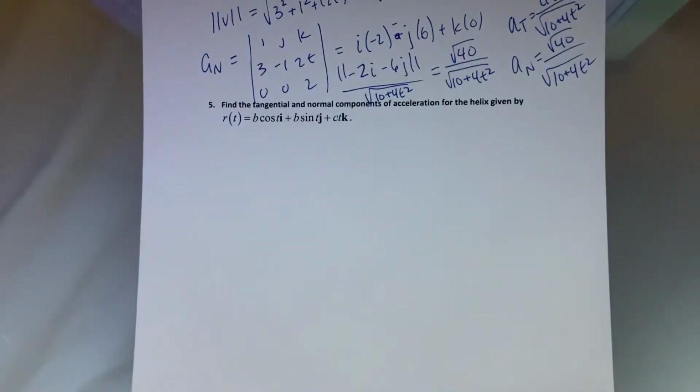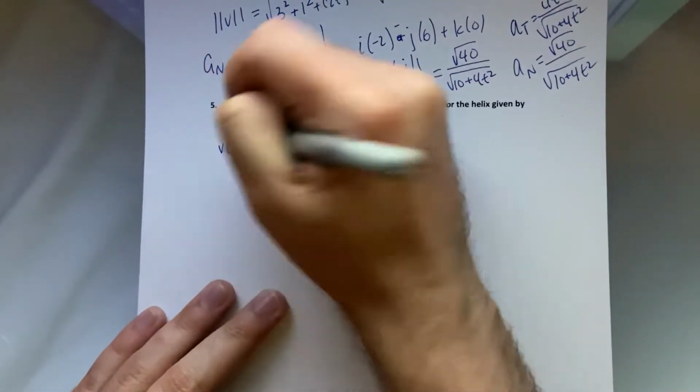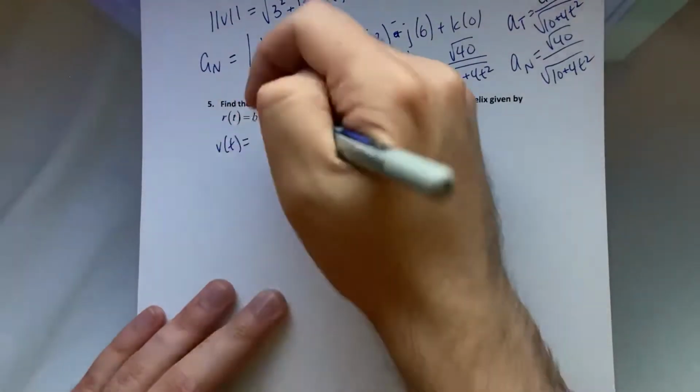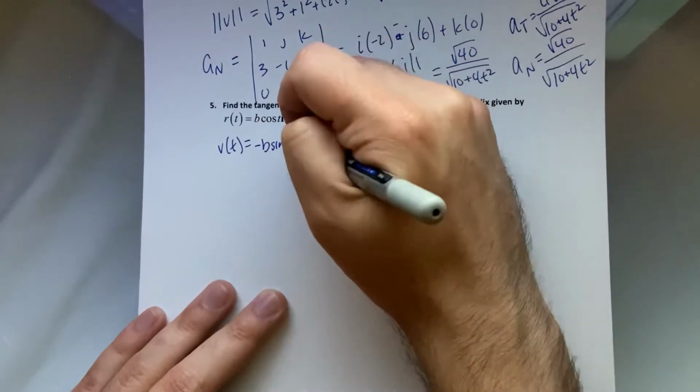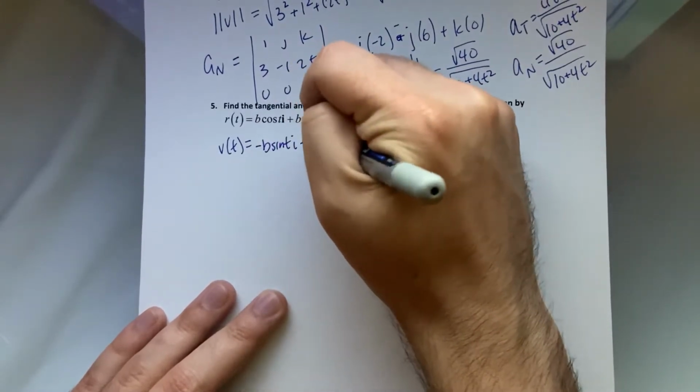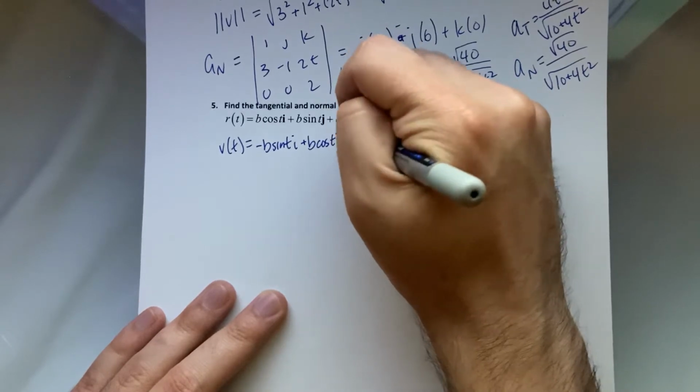Okay, so number 5, find the tangential and normal components of acceleration for the helix given by r of t equals b cosine t i plus b sine t j plus c t k. So again, let's find the velocity and acceleration functions. The velocity would be negative b sine t i plus b cosine t j plus c k.